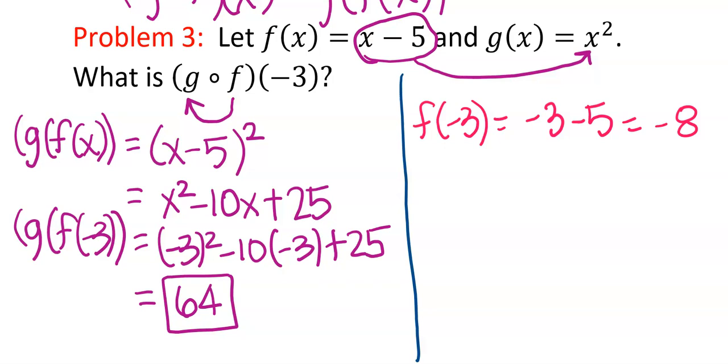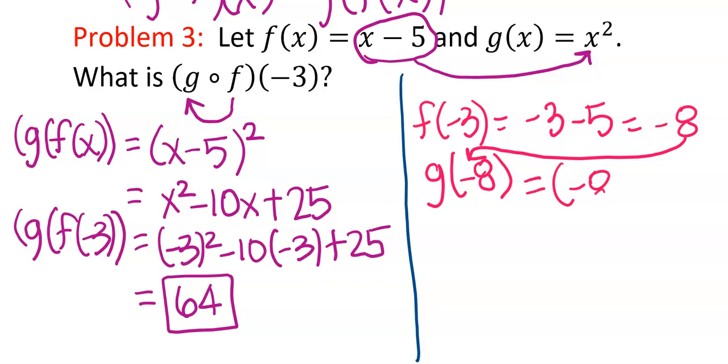Okay, so now instead of going through all the variable stuff, let's plug it in. So what is g of this answer? Okay, so now I go to g of x and it says I want to plug in a -8 for the x, and all I have to do is square it, and I still get 64. Okay? Now, what do you guys think? Second one, much easier? Much.